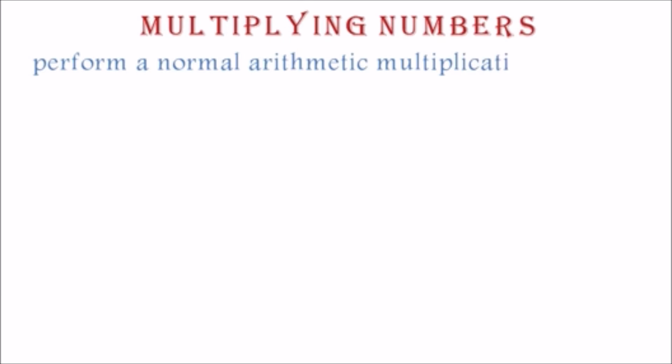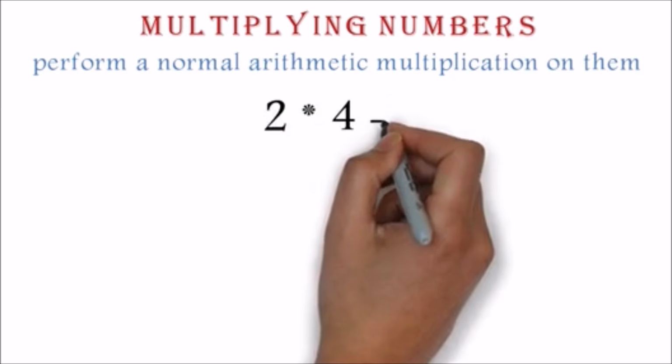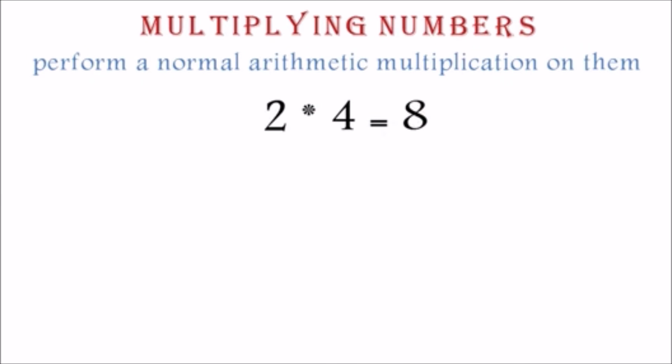1. Multiplying numbers. When multiplying 2 numbers, you'll perform a normal arithmetic multiplication on them. Example, 2 times 4 equals 8. Here, we just multiplied the numbers.